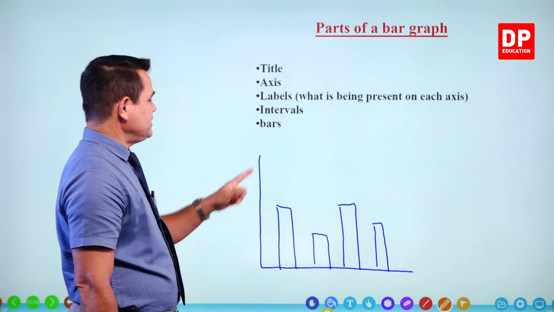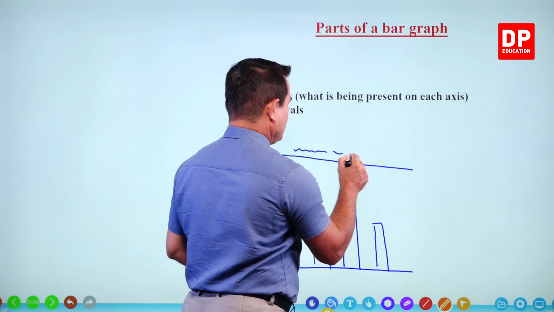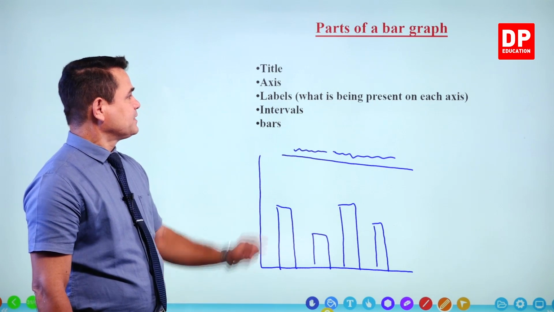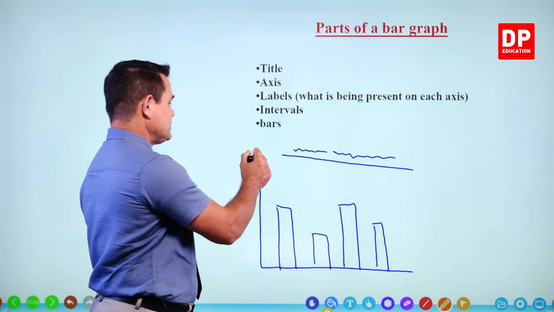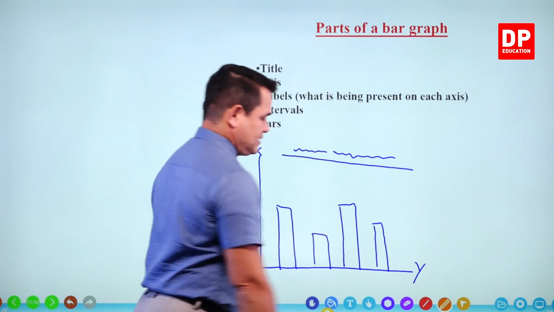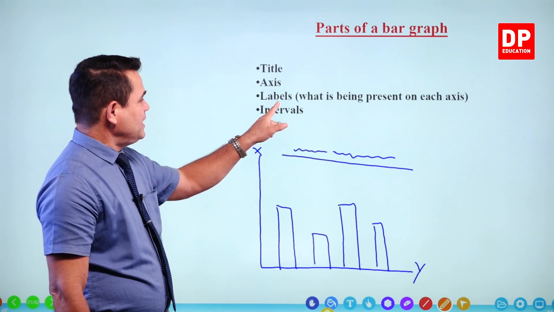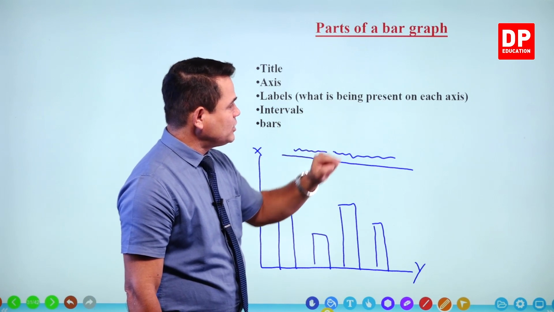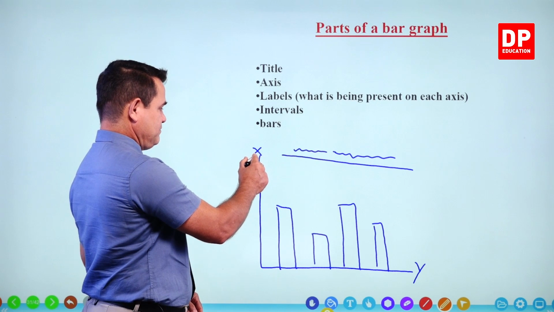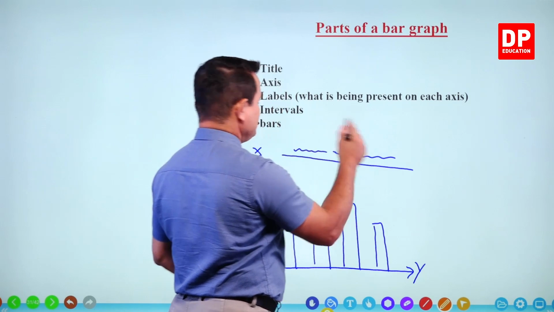Right? So then normally they give a title. මෙතන තියෙනවා title එක. මේක මොකක්ද කියලා. මාතෘකාව තියෙනවා. Then axis තියෙනවා, මේක x සහ y. Right? And labels, what is being presented on each axis. මේකේ මොනවද තියෙන්නේ? මේකේ මොනවද කියලා and labels කරලා තියෙනවා.